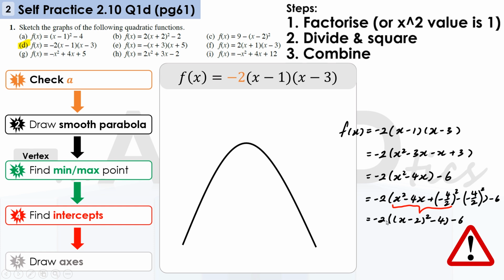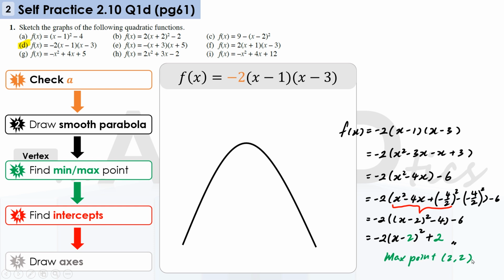And now we just need to multiply this negative 2 back to the things in the bracket, so you get this result. Then this one is negative 2 times negative 4, which is 8, and then 8 minus negative 6, so this one is 2. So we have found our maximum point, which is (2, 2). Okay, and then we can plot it here.